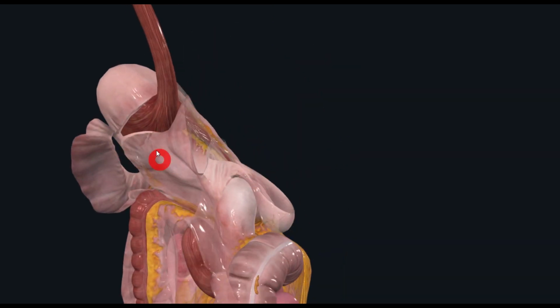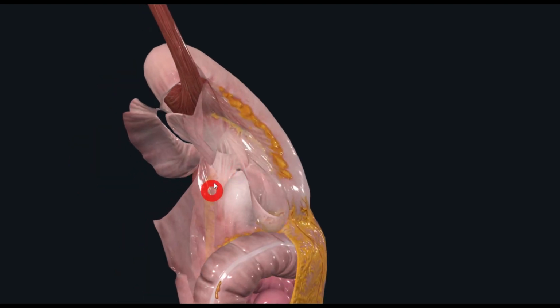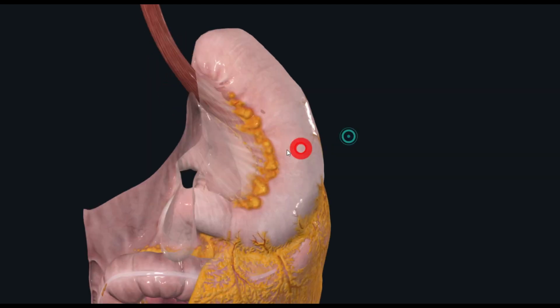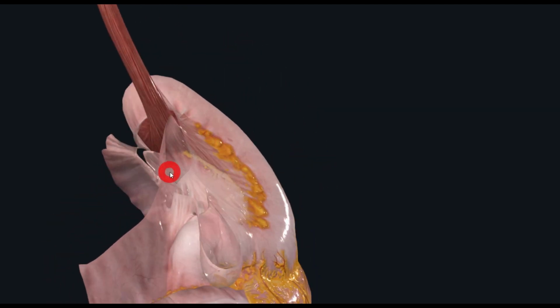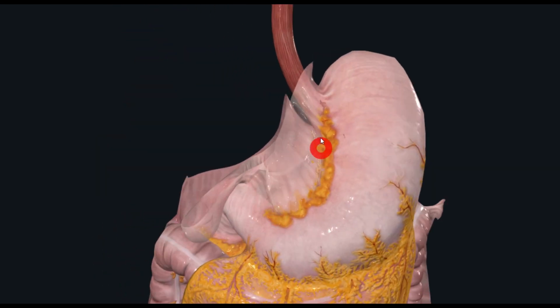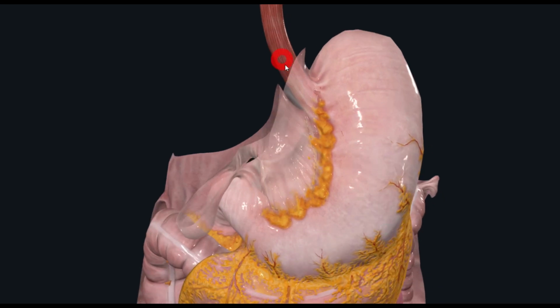Now, on the anterior surface of the stomach, it is covered by the anterior peritoneum and its posterior surface is covered by the posterior peritoneum. These two layers meet with each other on the lesser curvature and also on the greater curvature. When the two layers of the peritoneum meet with each other on the lesser curvature, that is known as the lesser omentum. And when they meet on the greater curvature, that is known as the greater omentum. So, on the lesser curvature, this peritoneum is known as the lesser omentum.